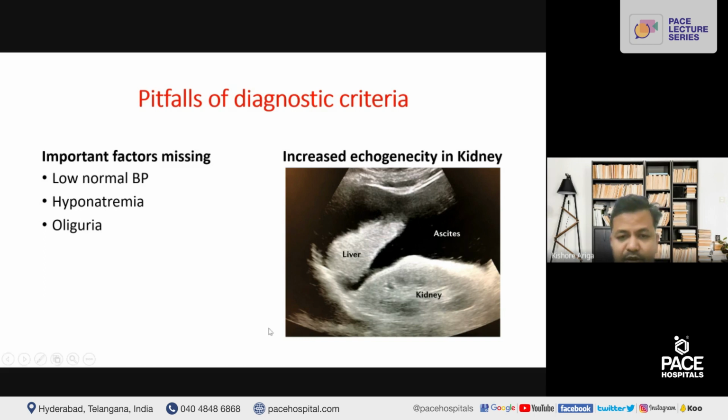But this may not always be seen in our patients because of the ascites. Increased echogenicity can be found in the kidney. Normally, increased echogenicity suggests there is a problem with the parenchyma of the kidney. But this may not always be true. In a patient with HRS, we can find increased echogenicity. So, we need to take the whole picture, urine evaluation, everything into consideration before acting upon this finding.